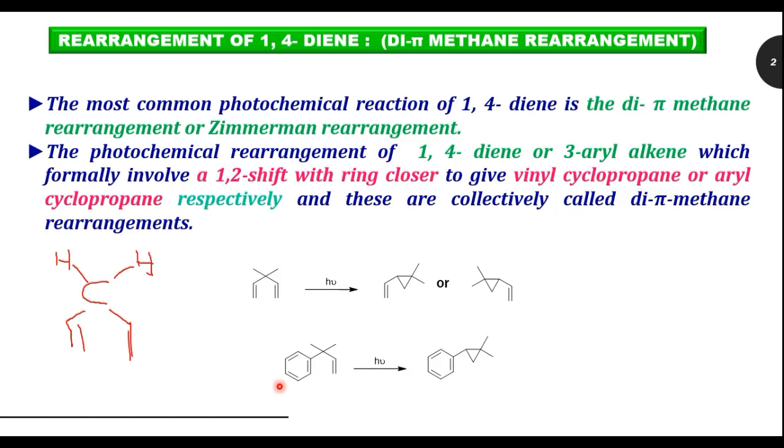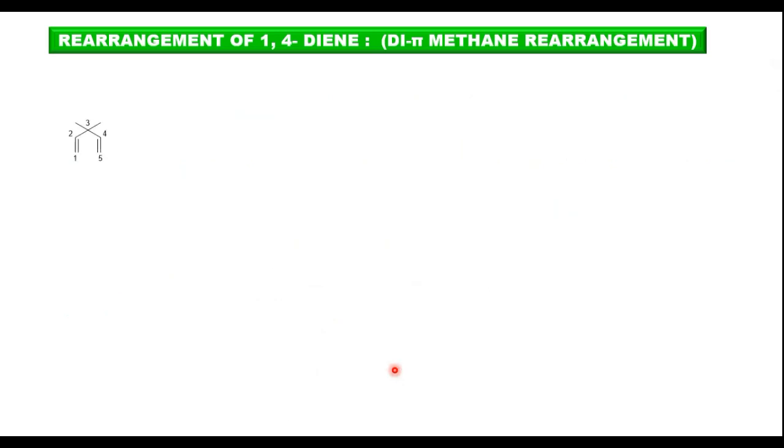So simply, friends, how do they ask in the examination? They ask you to write about the di-pi-methane rearrangement with a suitable example. Then what do you have to write? You have to write the definition of the di-pi-methane rearrangement. Write this example or this example. When you write both examples, no problem. And you have to write the mechanism also. Let's see the mechanism. For the first reaction, friends, this is a 1,4-diene.